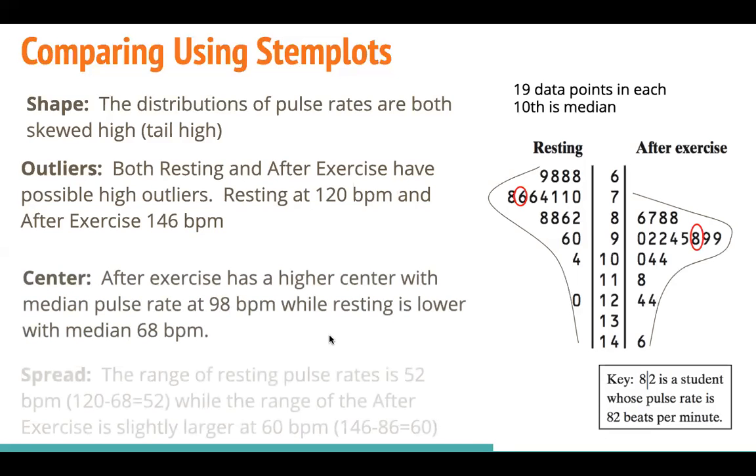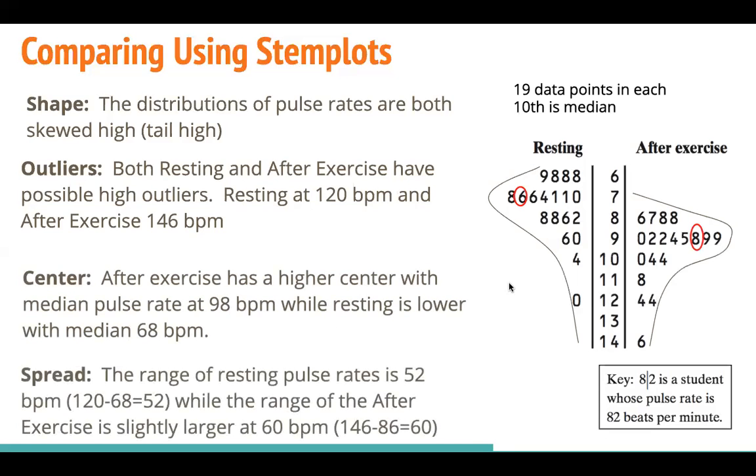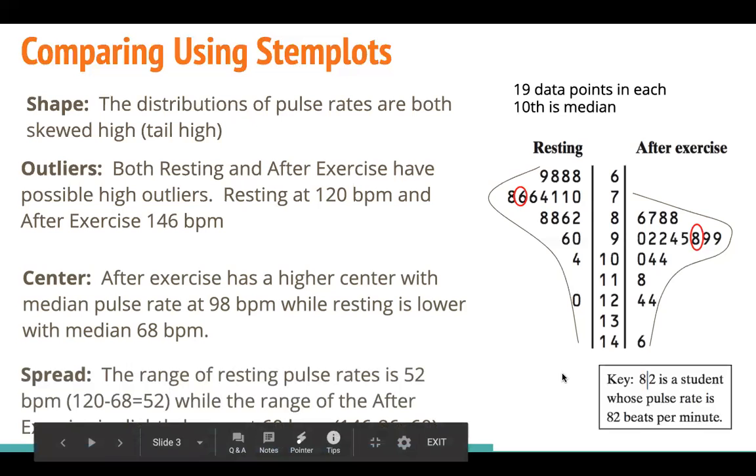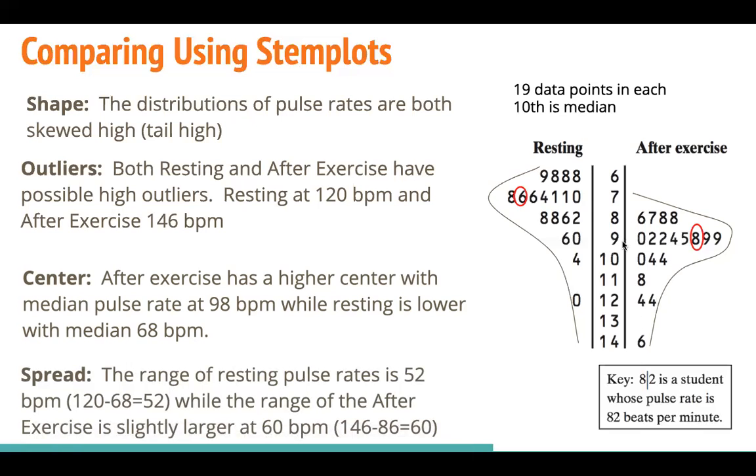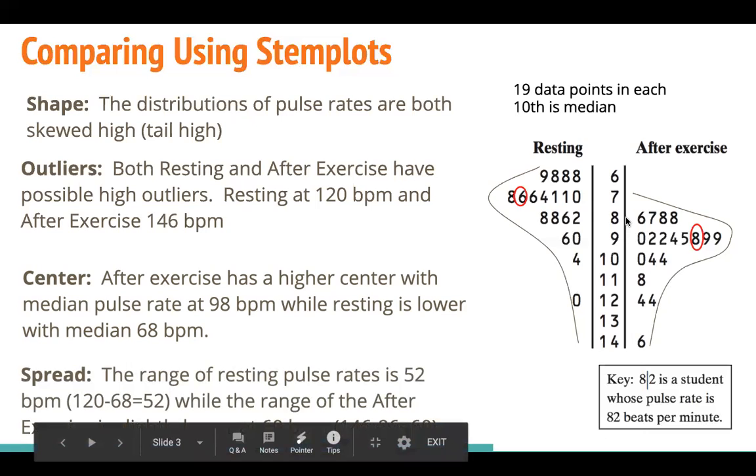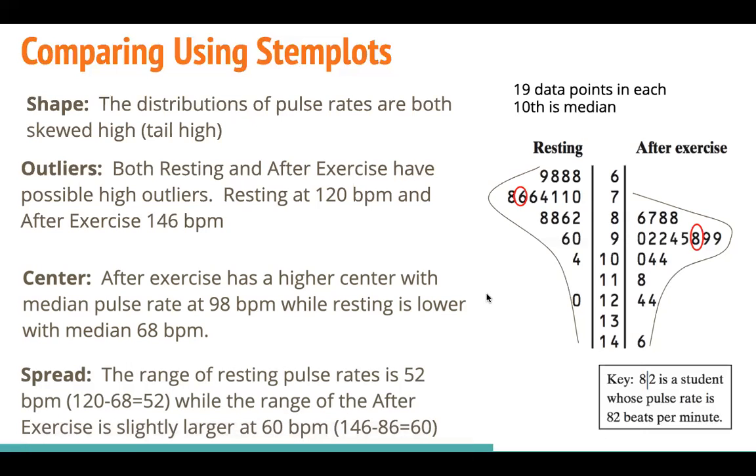Finally, I'm going to calculate the spread, and I'll use range here. I'm just going to use the most basic measure for spread, which is range. What I will do is take the maximum and subtract the min. So for the resting, that's 120 minus 68. I get 52 as the range. And then for the other, the max is 146 and the min is 86. When I subtract, I get 60. So after exercise has a slightly larger range.